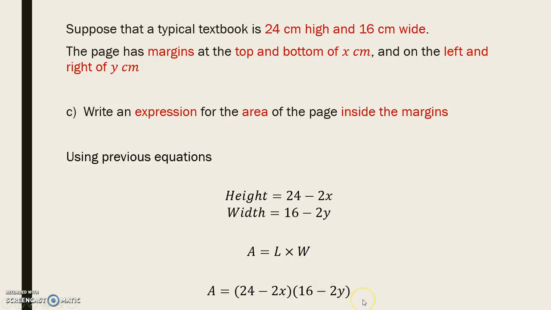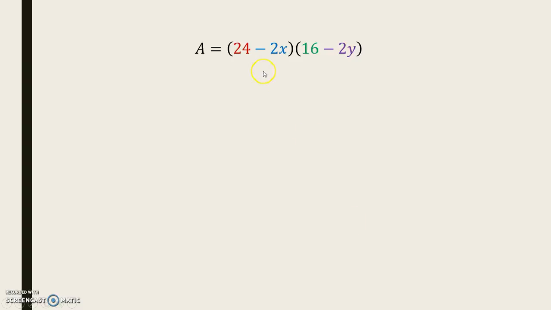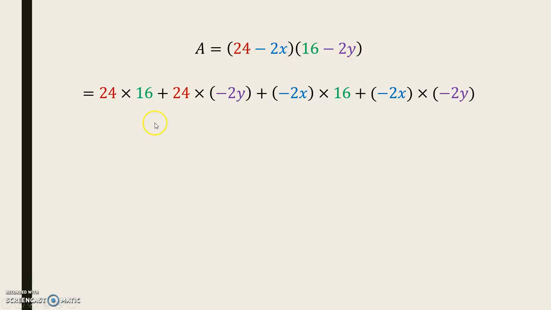And once again, same as in the first example, we're now using binomial expansion. So I've color-coded it. It's going to be 24 times 16, 24 times negative 2y, negative 2x times 16, and negative 2x times negative 2y. Looks like a lot of numbers. So 24 times 16 is 384. 24 times negative 2 is negative 48, and the y comes down. Negative 2 times 16 is negative 32. The x comes down. Negative 2 times negative 2 is positive 4, so it's plus 4xy.